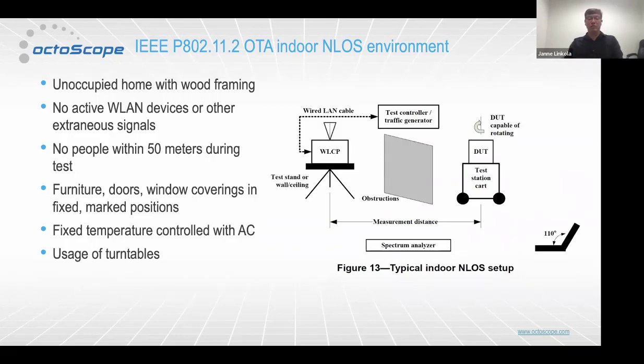They go on further to talk about air conditioning. You should fix the temperature. You should fix the moisture of the air to within a certain range, and they go to great lengths to describe the usage of turntables. Now, why is this important? Well, our devices might have some directionality in their antenna patterns, right? There might be a null in some direction or something.